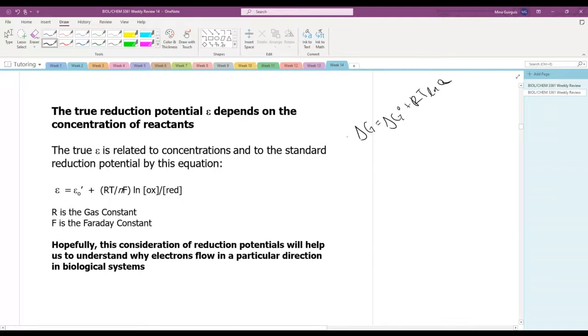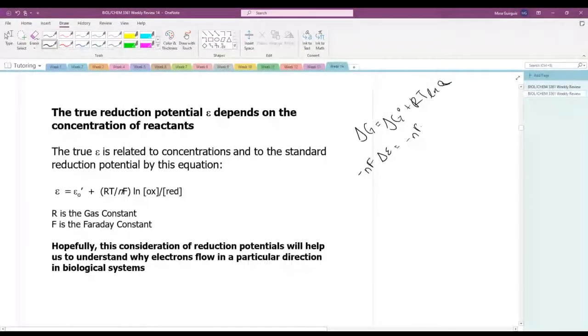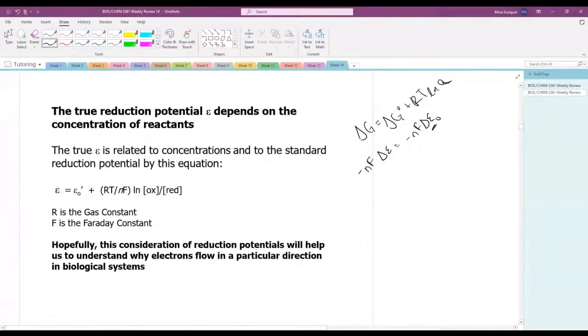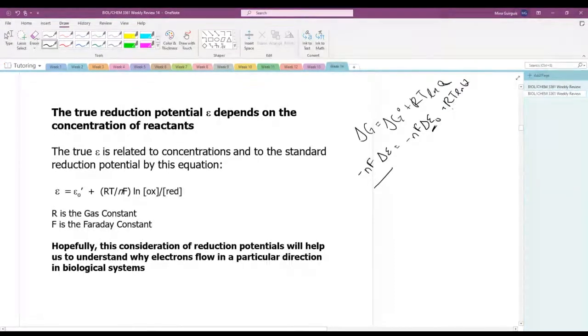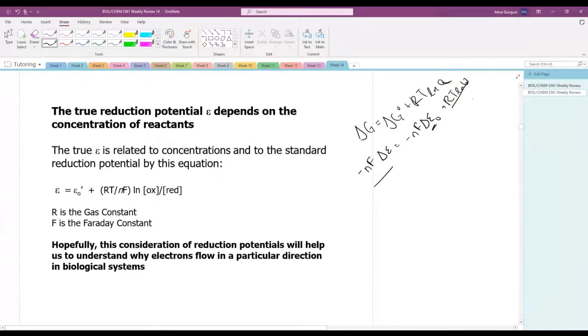Why is it basically the same thing? Because all we're doing is saying, let's plug numbers in for these. So delta G we'll write as negative N times F times delta epsilon. So this is not epsilon naught, right? Delta epsilon equals negative N times F times delta epsilon naught, so this is standard state, plus RT ln Q. And then we've divided negative N times F from both of them, which is where you get this RT ln thing. And then the Q becomes oxidation over reduction.